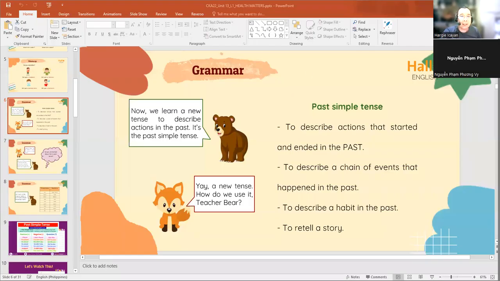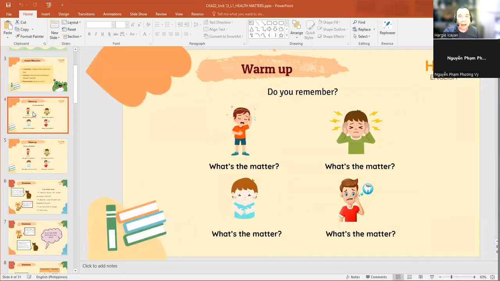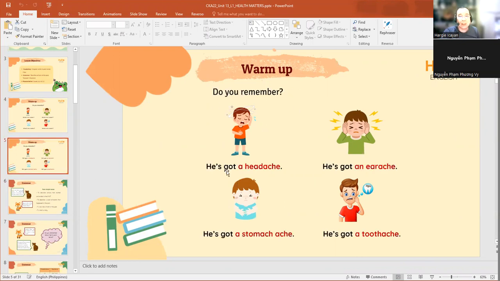Okay, so last time we studied the warm-up activity. You told me what's the matter with the following persons. You were able to tell me that the first one has got a headache, the second has got an earache, the third has got a stomach ache, and the fourth has got a toothache. Okay. Now, what do you think of this one, V?